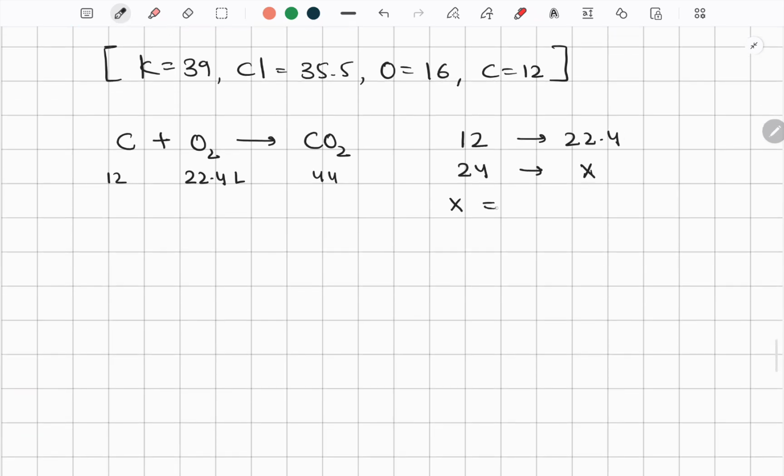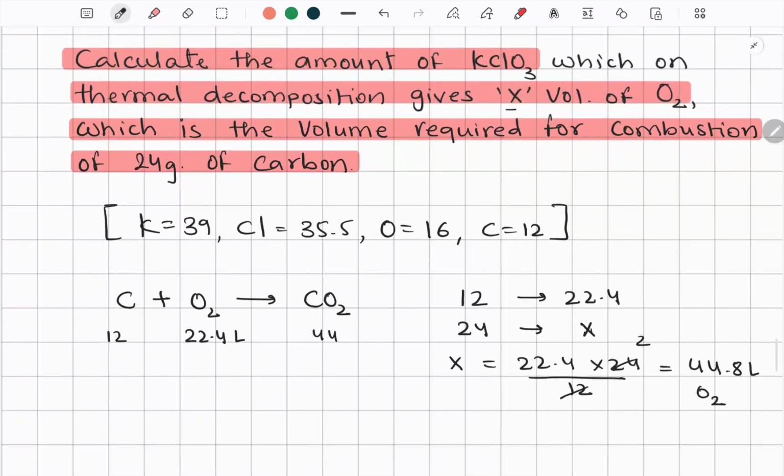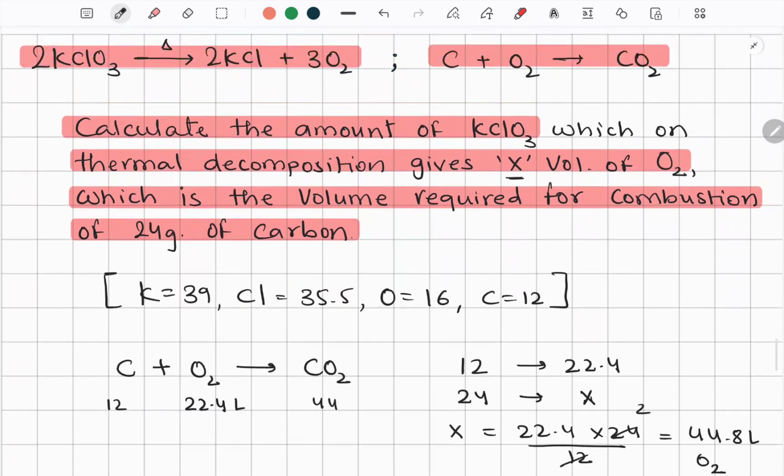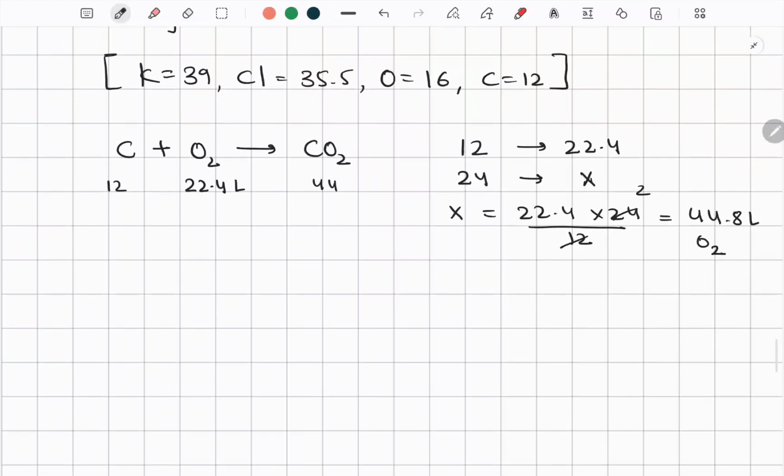So the value of X would be equal to 22.4 into 24 divided by 12. 12 twos are 24, so the answer is 44.8 liter of oxygen, which would be required in order to completely combust the 24 gram of carbon. Now we found the value of X volume of oxygen. So now we need to go to the first equation, and calculate the amount of KClO3 required to generate 44.8 liter of oxygen.